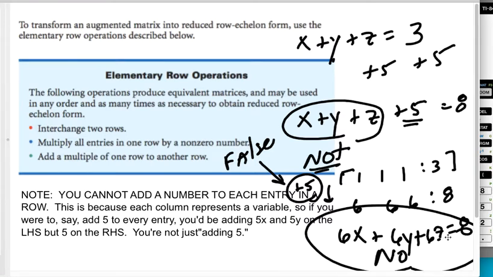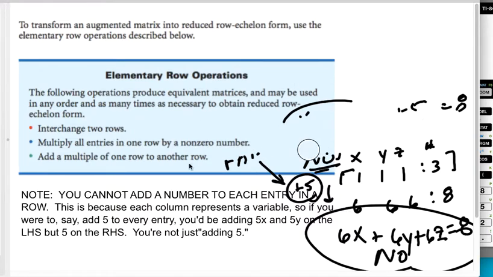That's not true. So the reason you can't add a number is that each column represents a different thing. The reason you can multiply by a number is because when you multiply, you're multiplying the x's, the y's, the z's, and the number. But if you add 5, you're not adding 5x, 5y, 5z. That's not how it works. So you can't add a number.